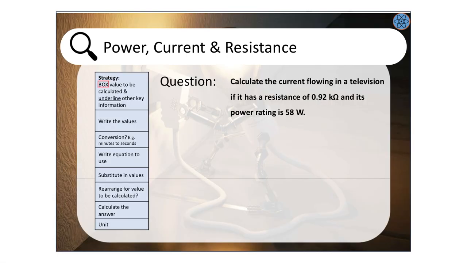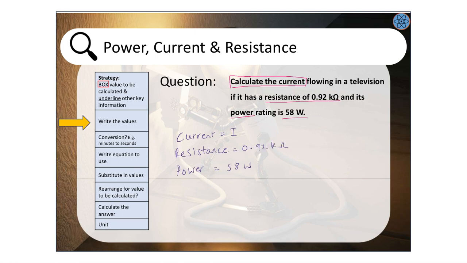So now let's look at an example of using one of those equations. It says, calculate the current flowing in a television if it has a resistance of 0.92 kiloohms and its power rating is 58 watts. So as ever, we use our strategy. We need to box and underline the key information. So I've boxed current, we've got the resistance, and we've got the power.